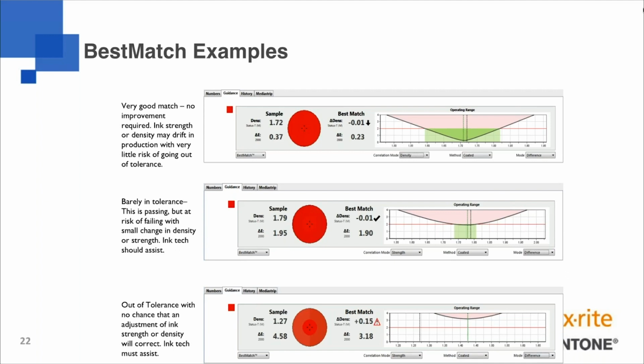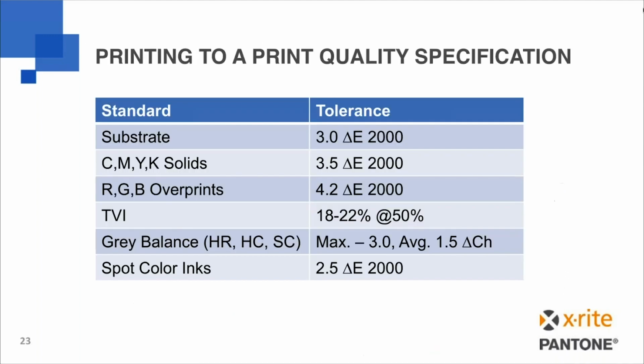The top one shows, hey, this is a great match. You're not going to do much better. Just keep running. This is terrific. The second example shows, yes, you got a match that's under 2 delta E, but you're hanging real close to the edge there. It's a little dangerous out there. So even though you are passing, you may want to consider checking with your ink tech to see if you can get a better match.